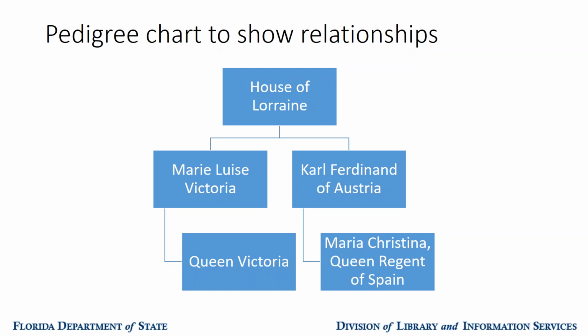In the case of Queen Victoria, that means that we only had to go back one generation. Her mother, Maria Louise Victoria, is of the House of Lorraine. In the case of Maria Cristina, both of her parents were from the House of Lorraine. So we can find their connection very easily.